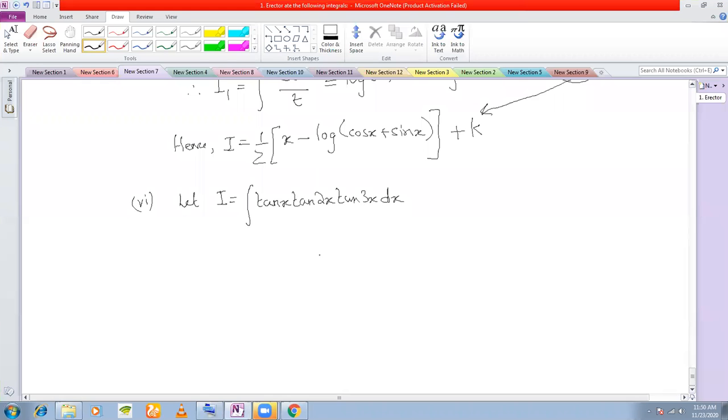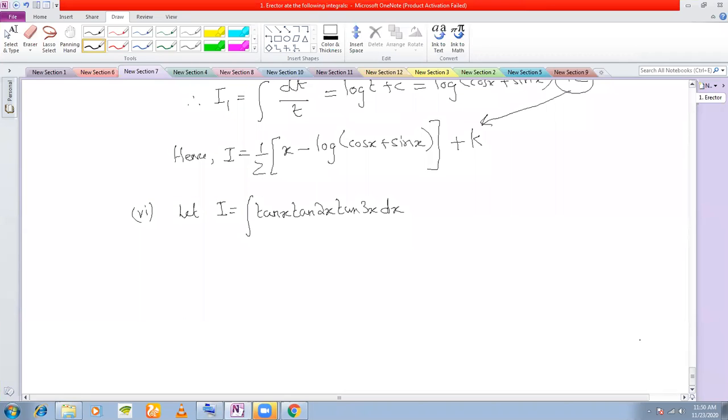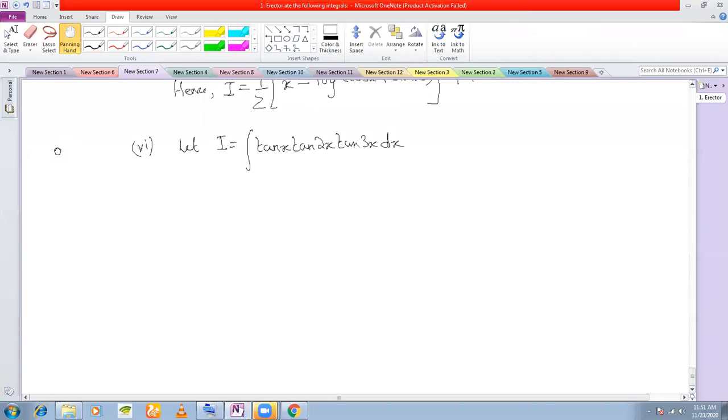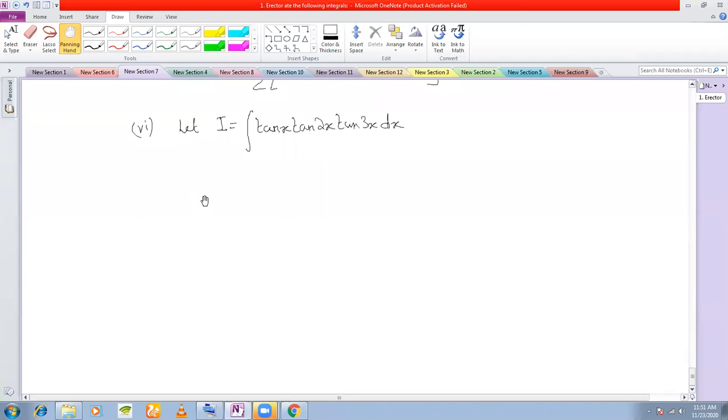So how will you integrate tan x, tan 2x, tan 3x? So I assume let I is equal to this integral. Okay. Now this is a very special kind of sum, which if you see, no substitution can actually work here. Okay, because if you substitute anything like t is equal to tan x, or t is equal to tan 2x, or t is equal to tan 3x, you will not get anything.